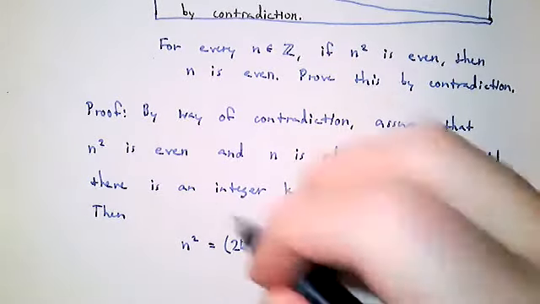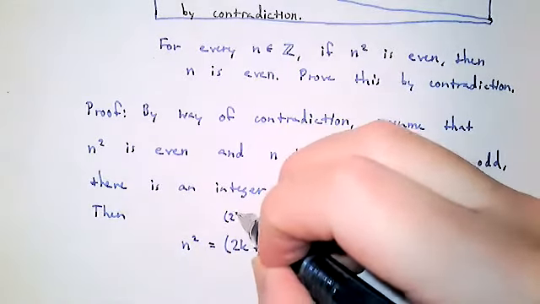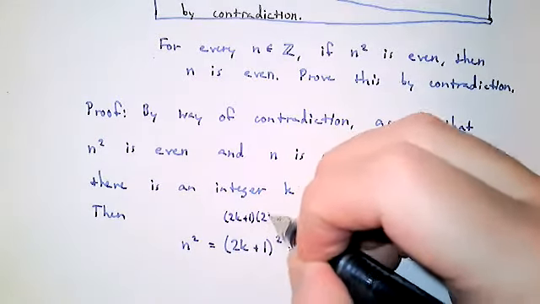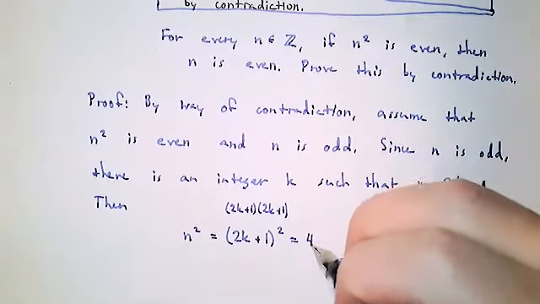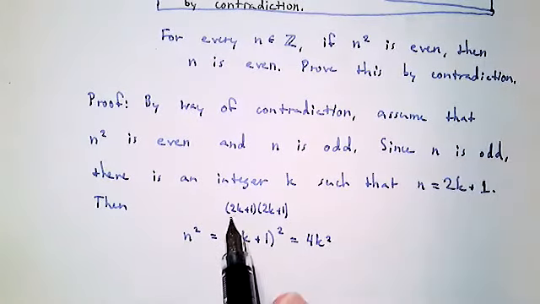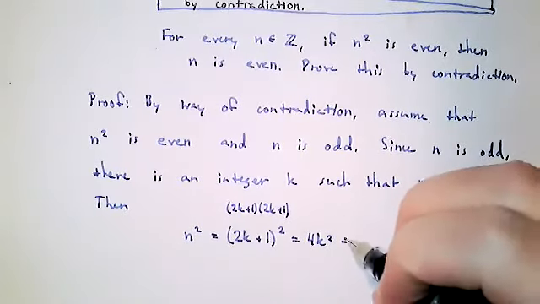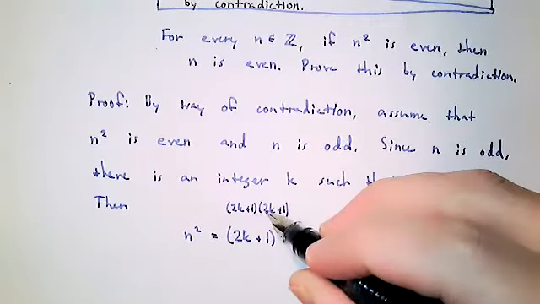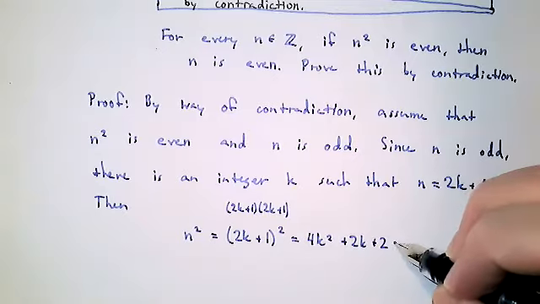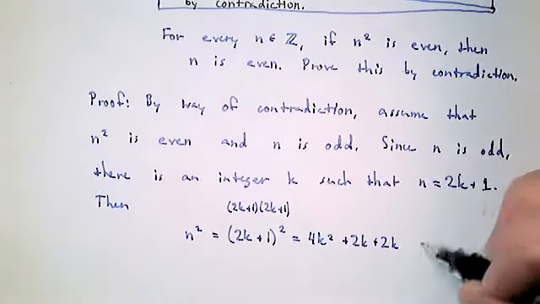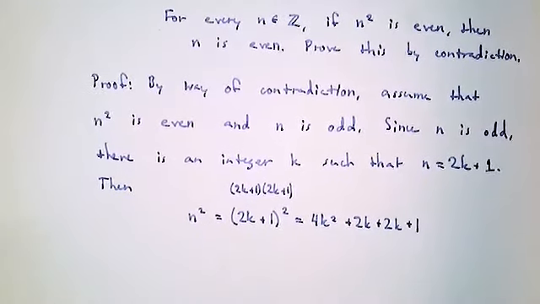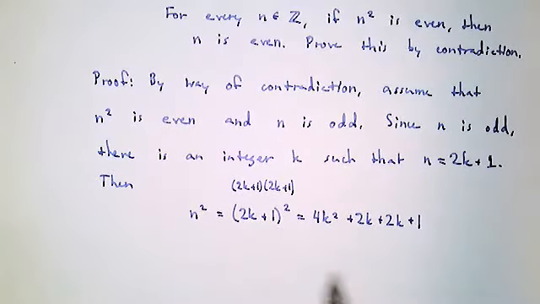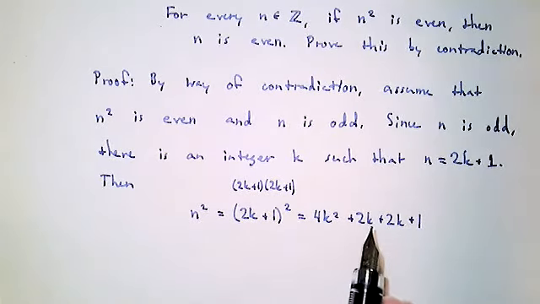We get 2k times 2k. Let's write out all the details. So we get 4k squared, and then you'll get a 2k times 1, another 1 times 2k, and then a 1 times 1. So let's work this out and simplify it to see if we have an odd number or an even number.